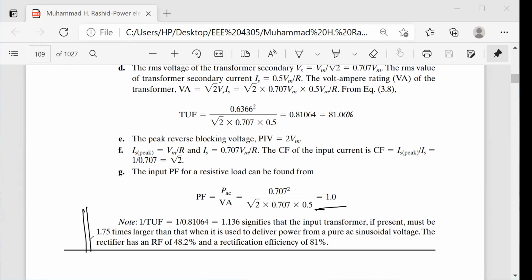Transformer utilization factor is 1 by the signifies the input transformer must be 1.5 times larger than that when it is used to deliver power from a pure sinusoidal voltage. The rectifier has a ripple factor 48.2 and rectification efficiency 81%. What does it mean? All these things you think and report to me. Okay?